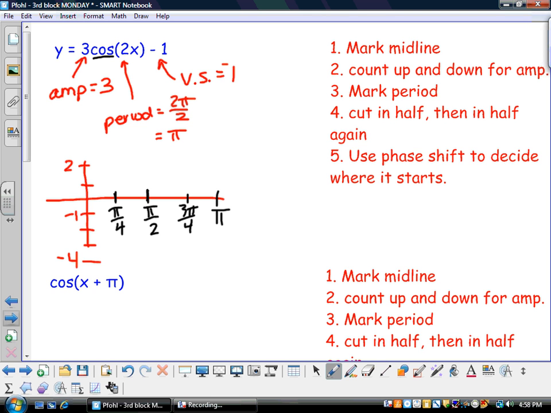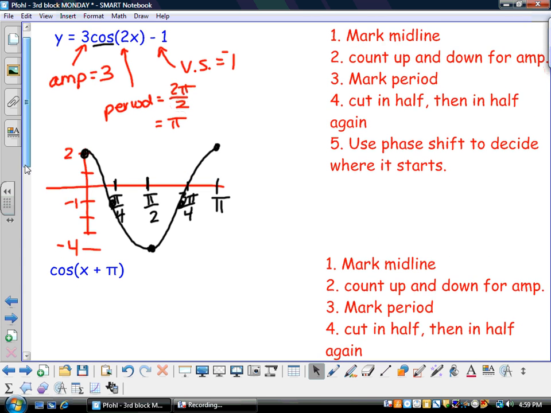Cosine graphs usually start at the top. Then to the middle. The middle is not at 0 in this case. The middle is at -1. The bottom of the graph is at -4. Back to the middle. And then to the top. Here's one complete cycle of this cosine graph. We did this one on Friday.